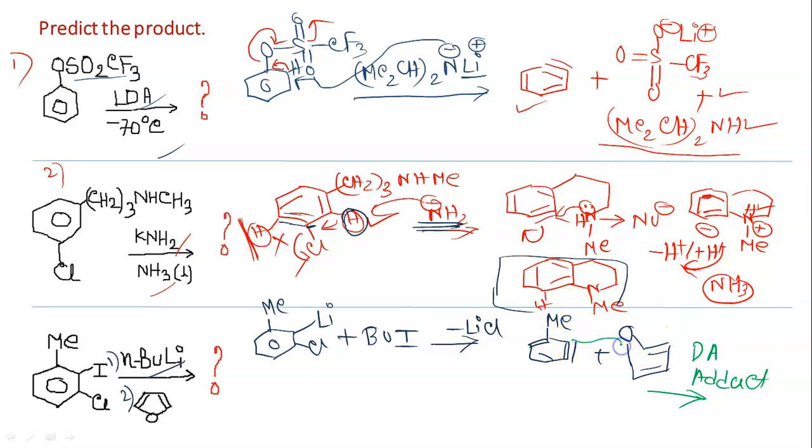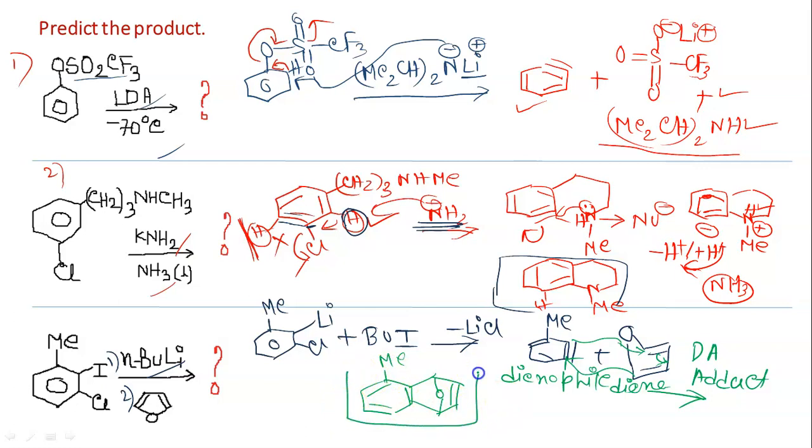So this is our dienophile. This is our diene, right? And this is the dienophile. So finally, what structure will we get? This is the final structure. Okay, this is our final product. Fine.